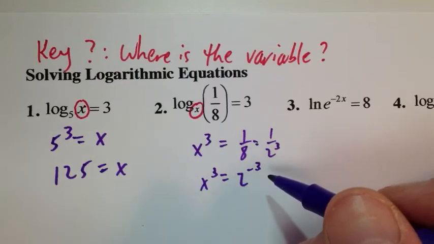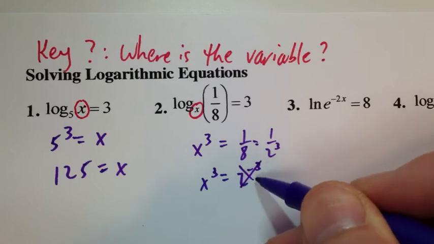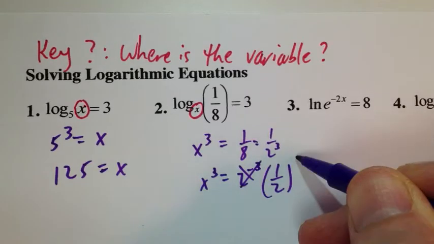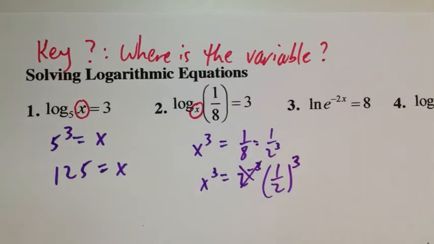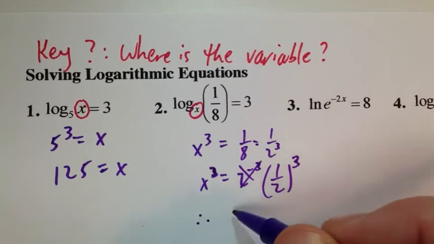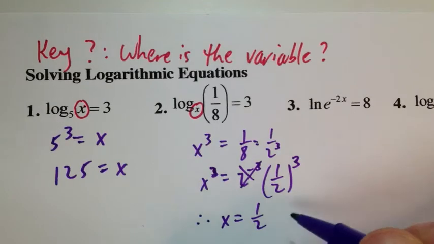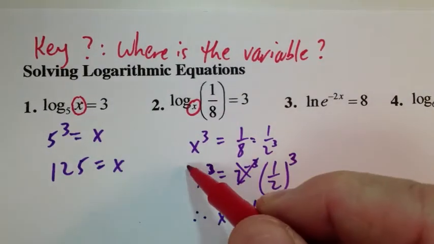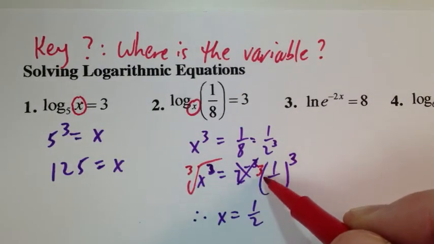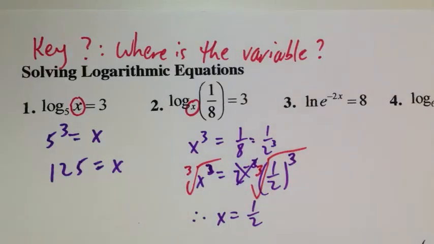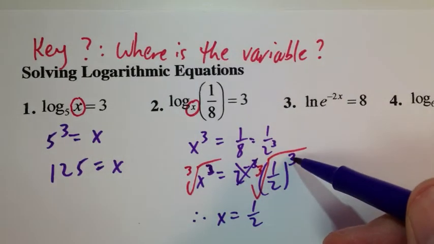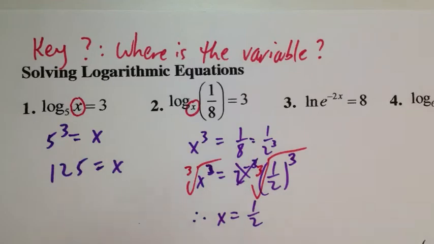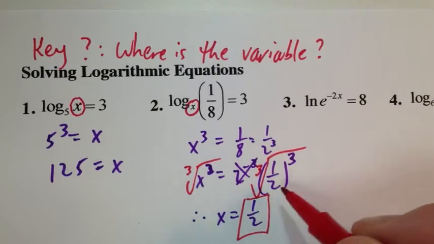Yeah, well, let's do it like this. Let's write it as 1 over 2, 1/2 cubed. Let's write it like that. So if x cubed is equal to 1/2 cubed, then x must equal 1/2. I mean, you could take the cube root of both sides if you want, and the cube root cancels out the third power, and so therefore x is equal to 1/2. Okay?